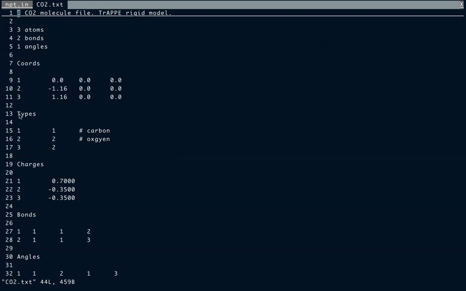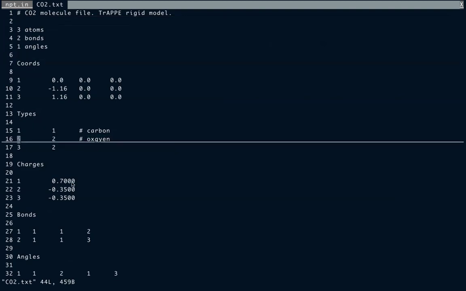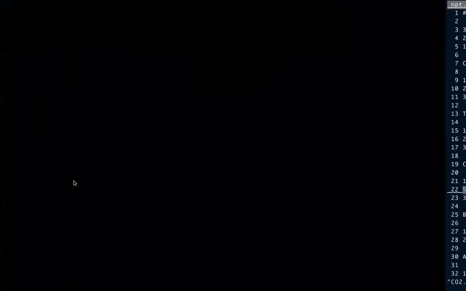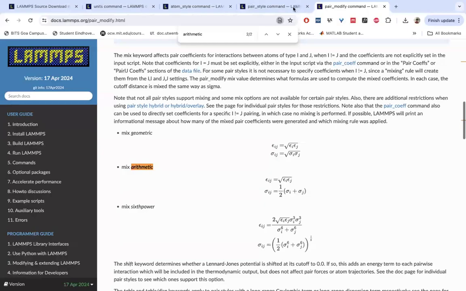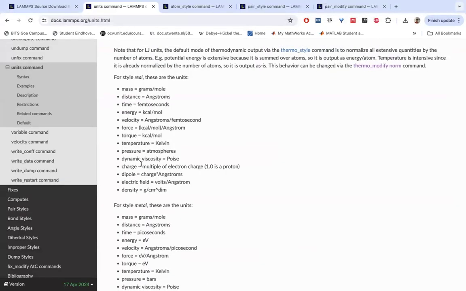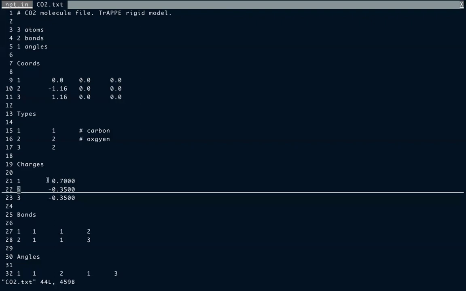Similarly, I also say which types. So carbon is of type 1, oxygen is type 2, and then these are the partial charges. Carbon contains a positive charge of 0.7. You have to see which units there are here, because as I said, the units are very important in LAMMPS. For real units, the charge is a multiple of an electron charge. So when you say 0.7, it's 0.7 of an electron charge, and oxygen is minus 0.35.